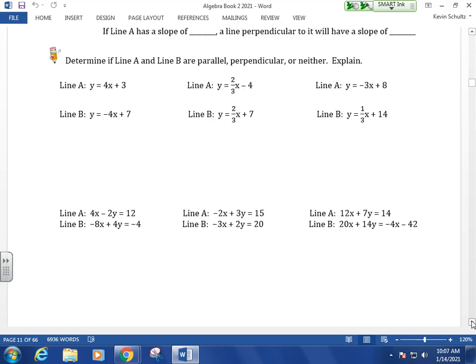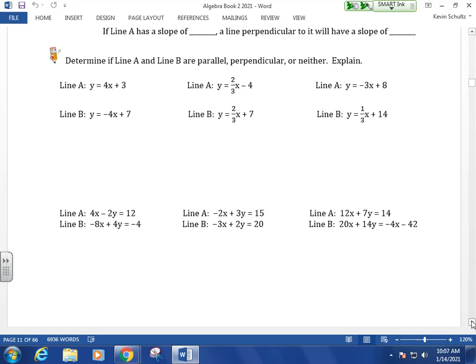Anybody? Any takers for parallel lines? Same slope? No. Ooh, 1. Way to be different. Wrong, but different. Raise your hand if you think the lines are perpendicular. Couple hands up. Okay, raise your hand if you think they are neither. All right, they are neither.